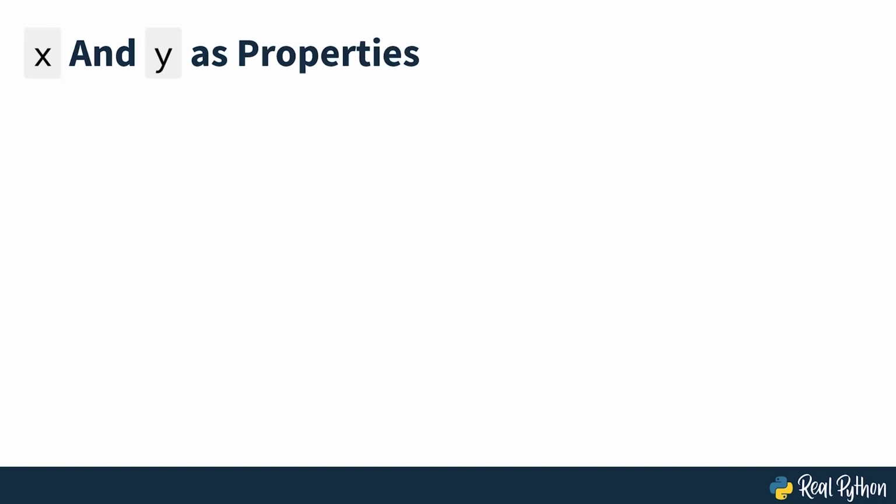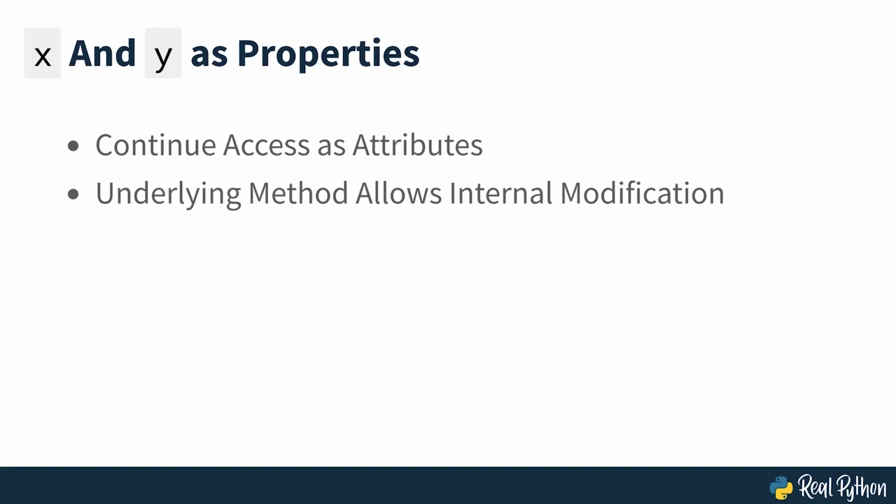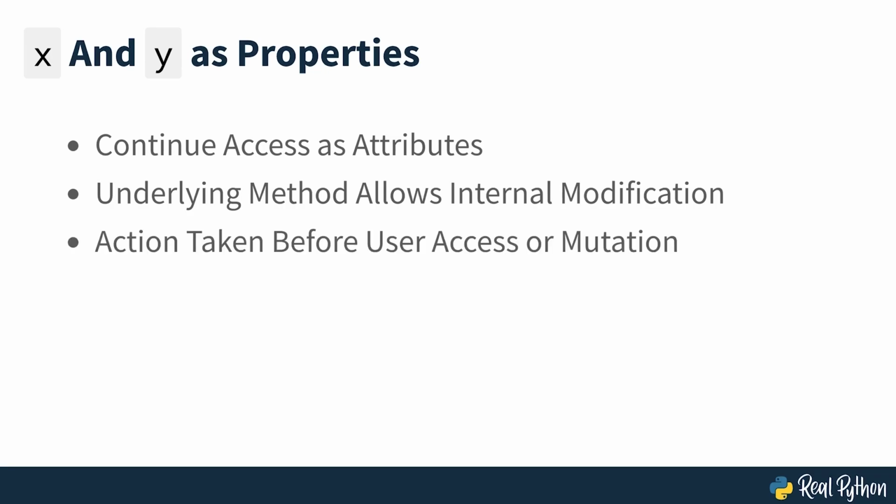For example, you can turn both x and y into properties. With this change, you can continue accessing them as attributes. You'll also have an underlying method holding x and y that will allow you to modify their internal implementation and perform actions on them right before your users access and mutate them.